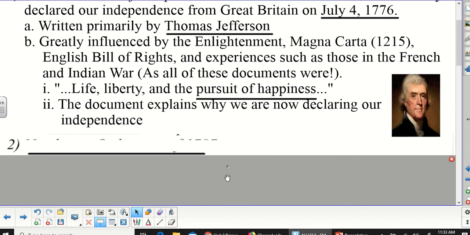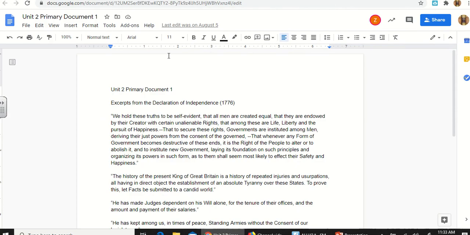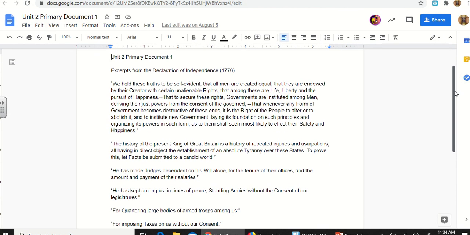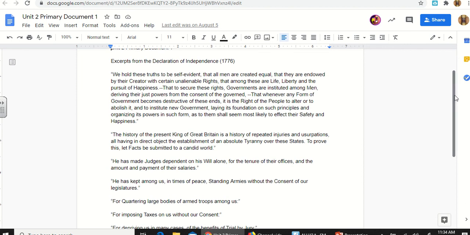Now, your document of the week this week is the Declaration of Independence. At least portions of it. It's a little bit longer in real life. Very famous opening line, we hold these truths to be self-evident, that all men are created equal, and they are endowed by their Creator with certain unalienable rights, among those life, liberty, and the pursuit of happiness.